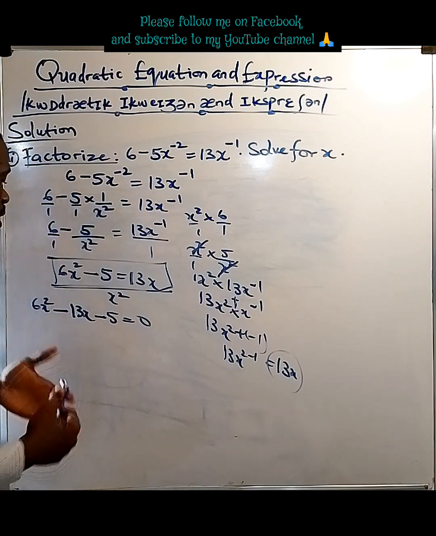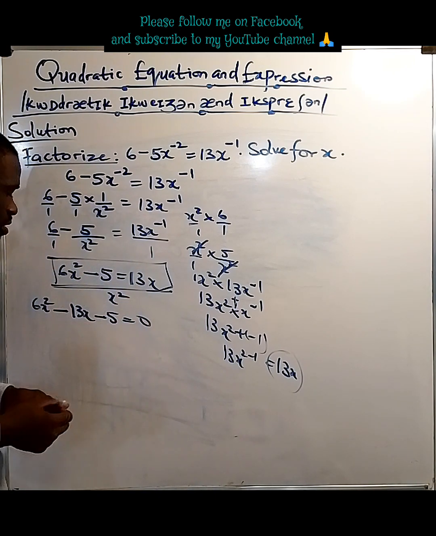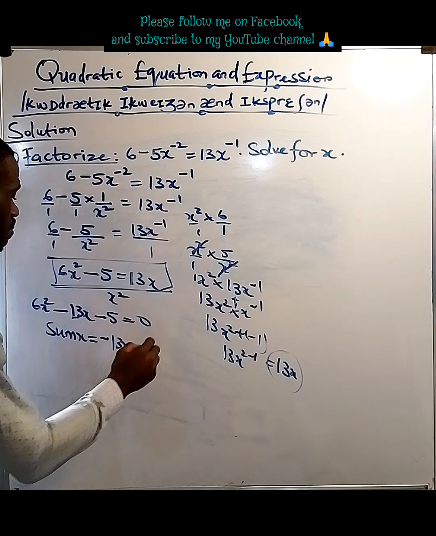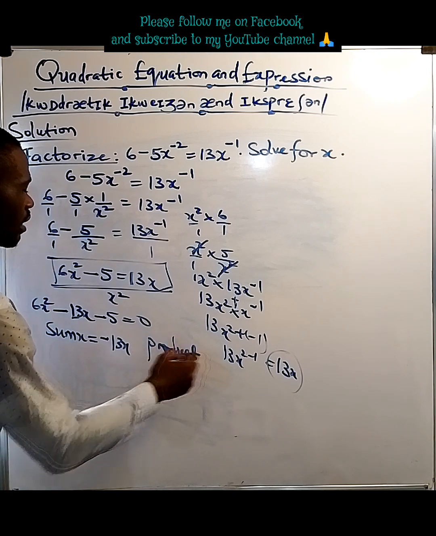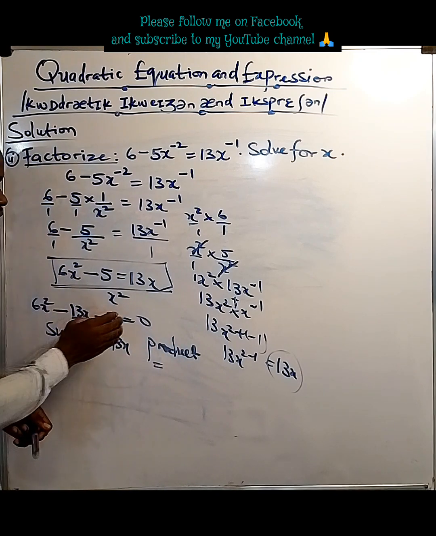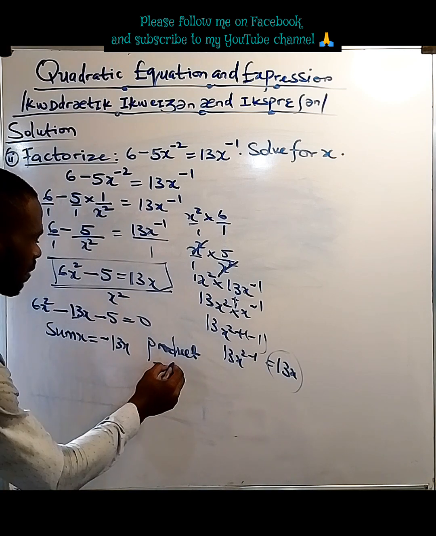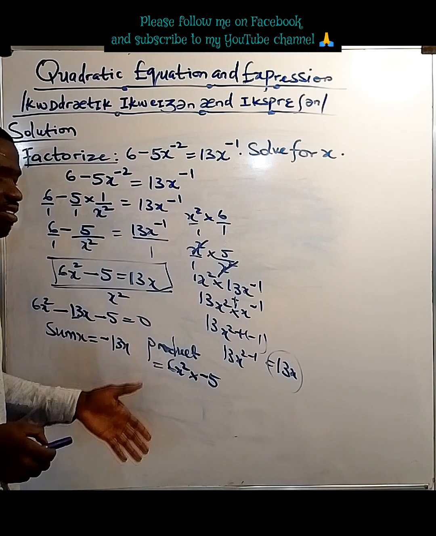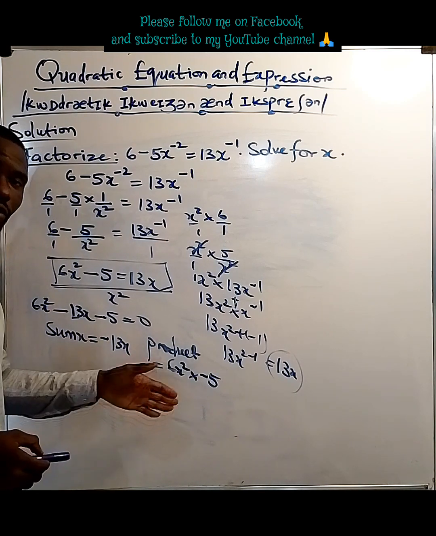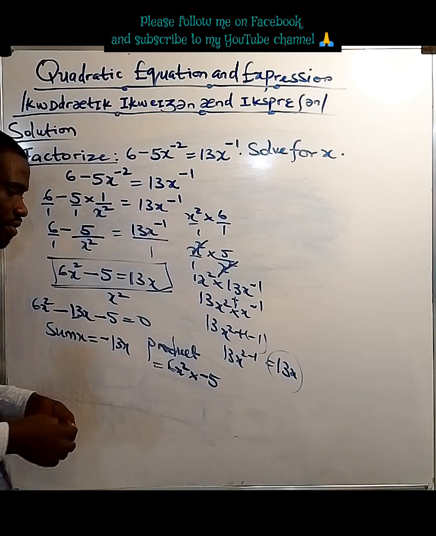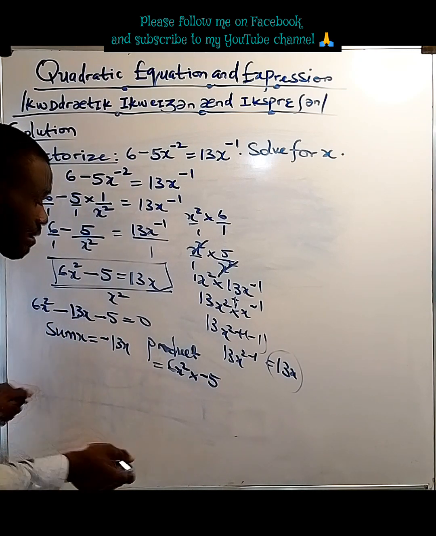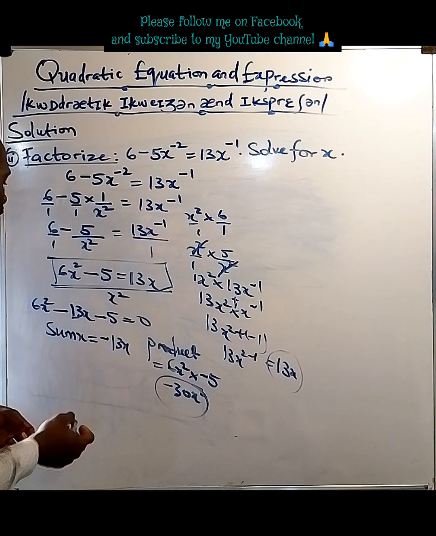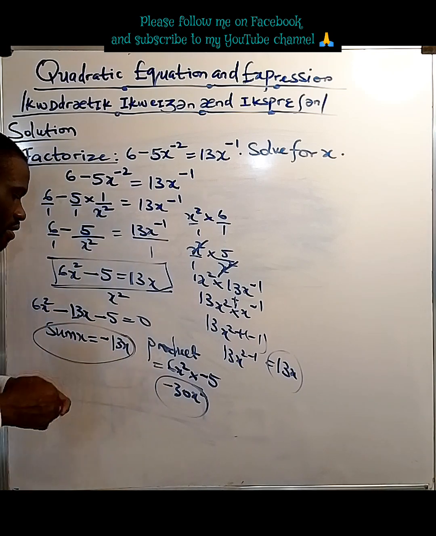So what do we do next? The next thing we do, we apply our sum x squared minus sum x for product. So the sum x is minus 13x. The product, how do we get a product? We get a product by multiplying what we have here with what we have here. So what do we have? That's 6x squared times minus 5. For long, we've been working on products that are positive. Right now, we're going to work on a product that is negative. So let's see how this pans out. So 6x squared times minus 5, 6 times 5 is minus 30x squared. That's what we have. Our product is minus 30x squared, while our sum x is minus 13x.